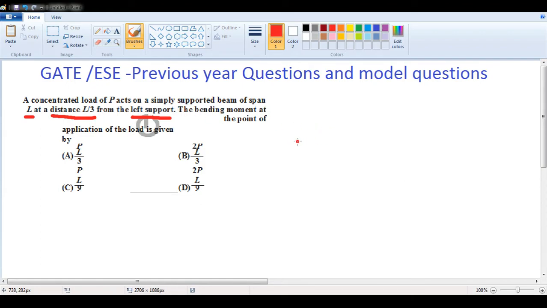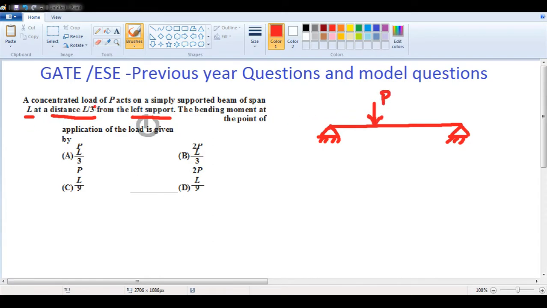So let me take a simply supported beam. Simply supported beam means both ends will be supported by what? Hinged support. It is telling a concentrated load P. A load P is acting on the beam, correct?